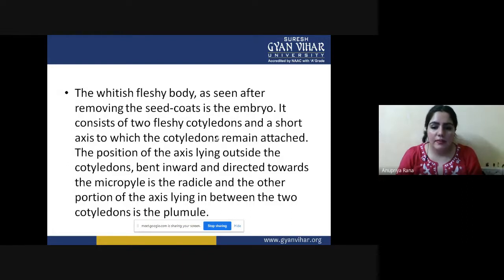The axis lies outside the cotyledons, bent inward and directed towards the micropyle. The bent position of the axis is towards the micropyle because, when germination happens, the radicle comes out from the micropyle end. That is why this depression is towards the micropyle pore. So the part towards the micropyle is the radicle, and the other portion of the axis lying between the two cotyledons is the plumule. The end of the axis opposite to the radicle is called the plumule.